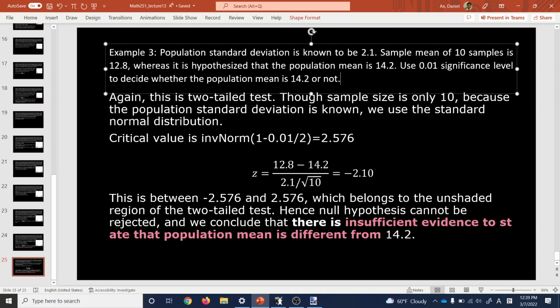So the important thing I want to say here is that when you fail to reject the null hypothesis, you don't say that therefore null hypothesis is true, because we don't know. Only when you can reject the null hypothesis, you can say, oh, with 95% confidence level or 0.05 significance level, we can reject it. Okay. But when you cannot reject the null hypothesis, we don't say that the null hypothesis is true. You just say there is insufficient evidence to state that population mean is different from 14.2. So that's the thing that you have to know. Okay. Thank you.